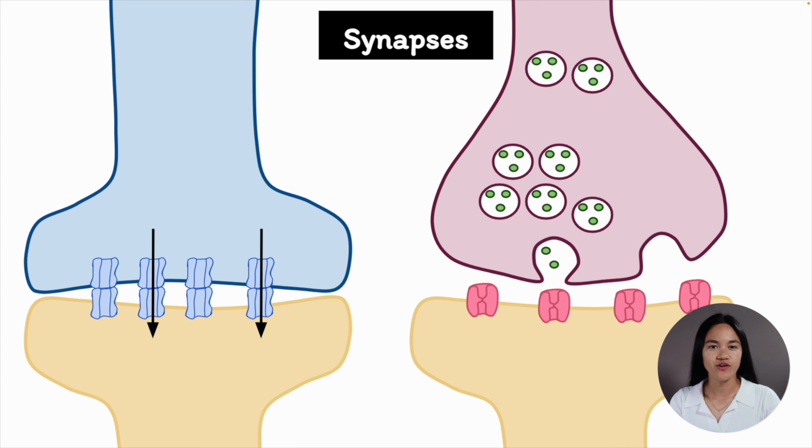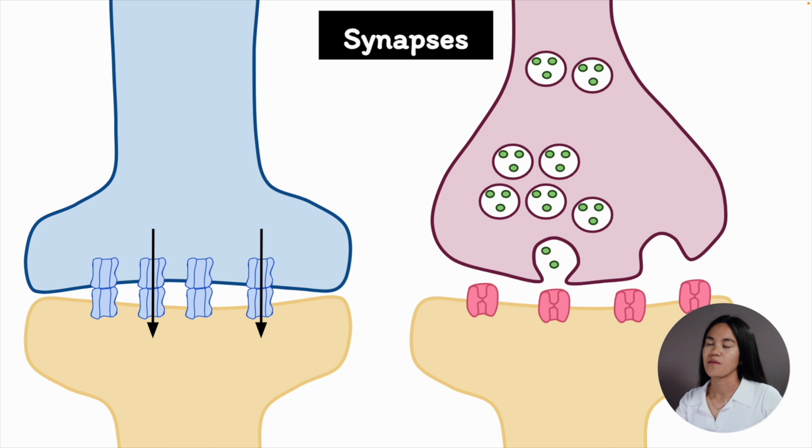In this video, we're going to cover the structure of the synapse and the mechanisms neurons use to send signals across it. We're also going to take a look at the different types of neurotransmitters and receptor proteins. If you haven't seen the previous lecture on action potentials, I highly suggest watching that first.